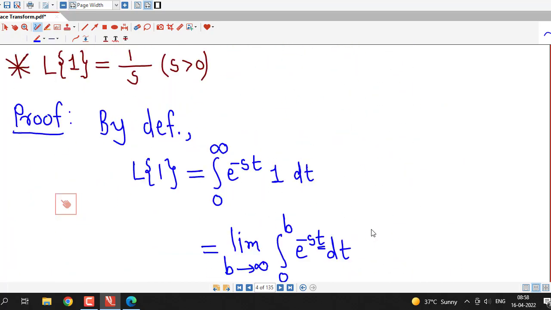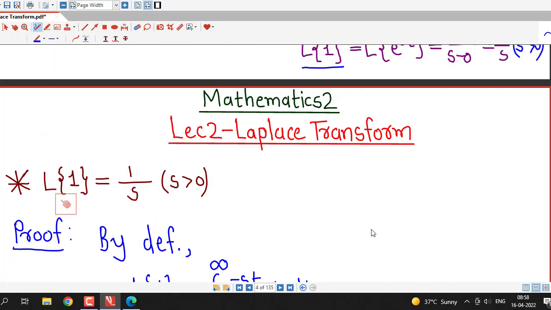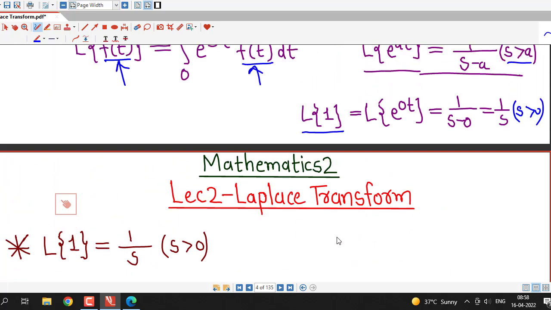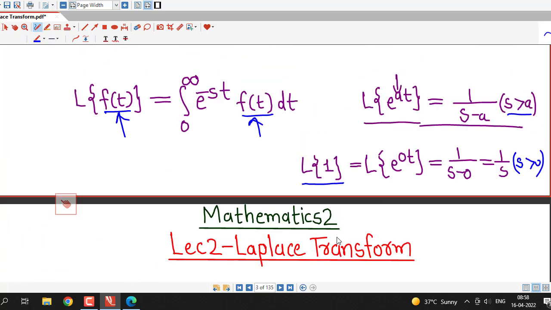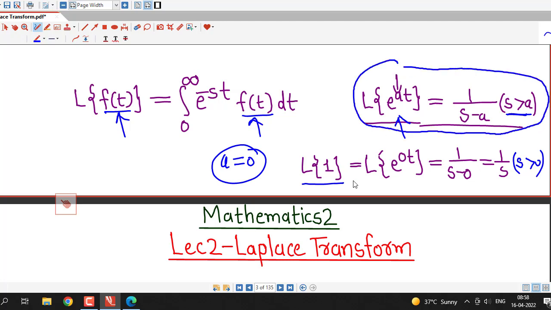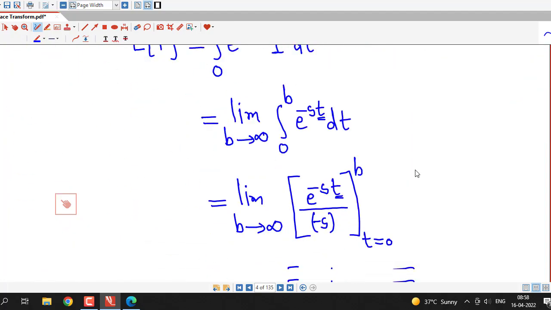So here we have shown that the Laplace transform of 1 is 1 by s, and if we wish, we can go in this way also. First we prove that the Laplace transform of e raised to at is 1 by s minus a, as we have shown in the first lecture, and then we can take a equal to 0 in this formula, and we obtain that the Laplace transform of 1 is 1 by s.